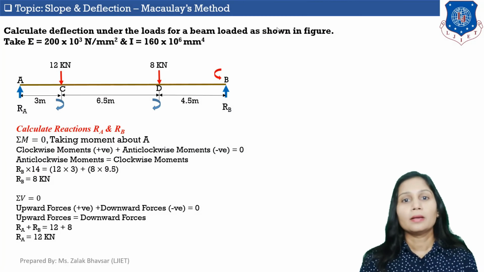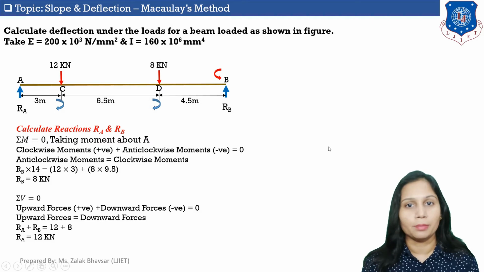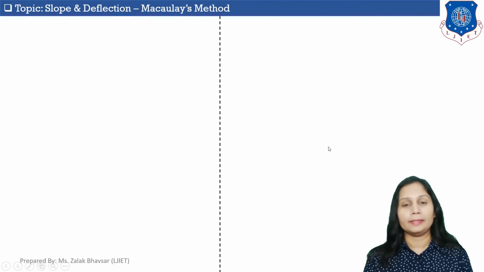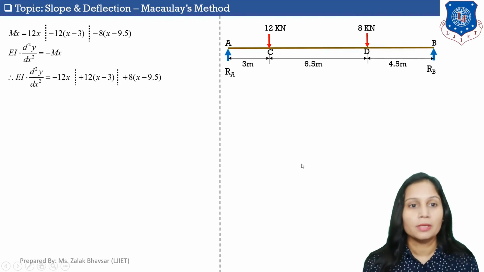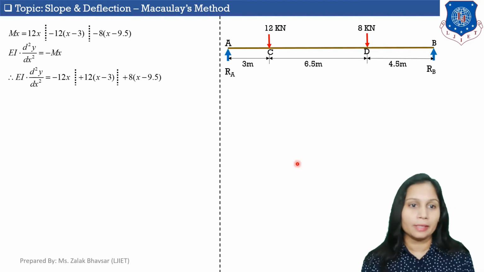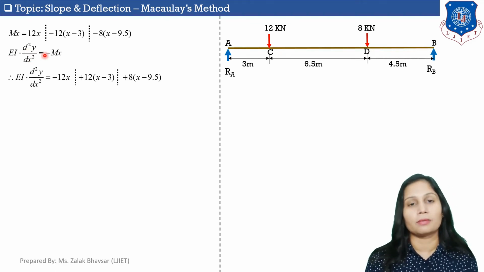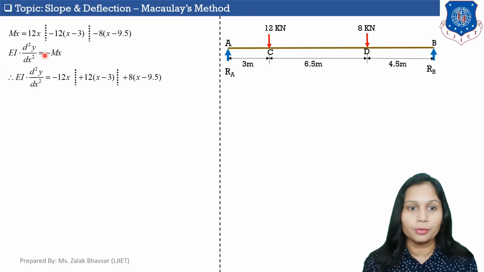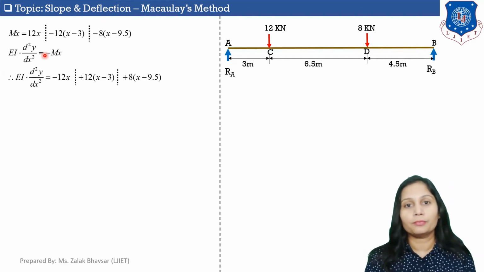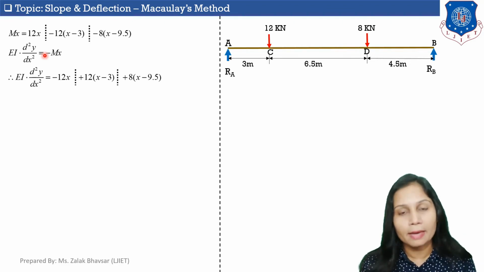Now, let's calculate step number 2, which is formulating differential equation. So here is our differential equation, EI d square y upon dx square is equal to minus Mx. Okay, so for formulating differential equation, first of all we need to calculate Mx.